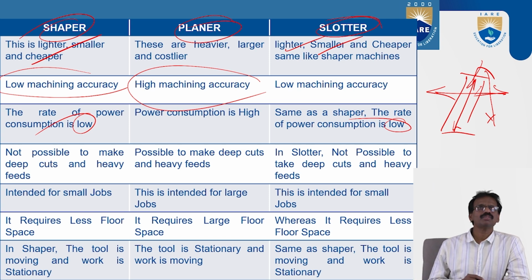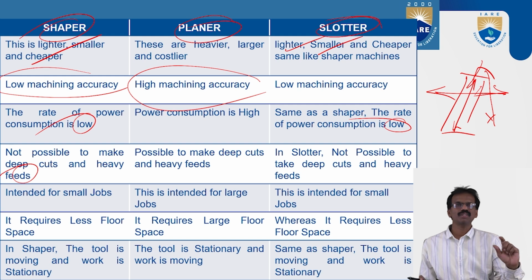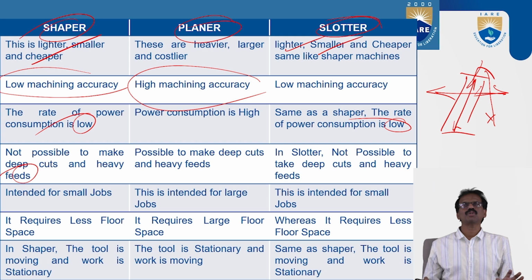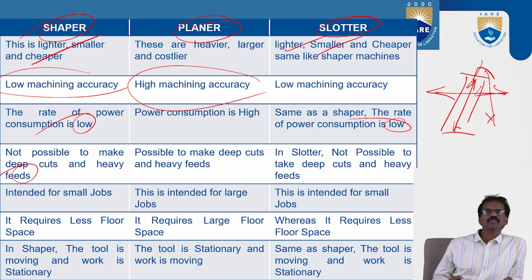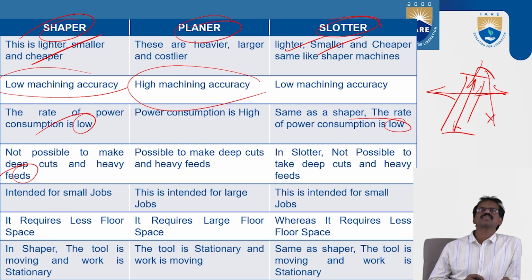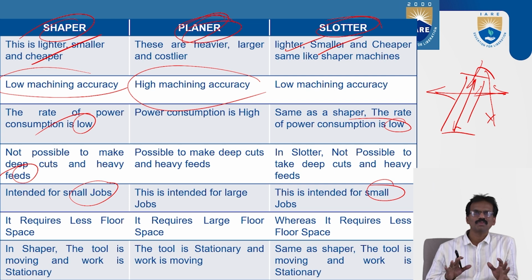Okay. In the shaping machine, it is not possible to make deep cuts and heavy feeds. We can provide some depth of cut, within a certain range. In the slotting machine also it is not possible to take deep cuts and heavy feeds, but by the help of the planer it is possible to make deep cuts and heavy feeds. Next, intended for small jobs. The shaping machine is mainly intended for small jobs, and the slotting machine also. But the planing machine is mainly intended for large jobs.